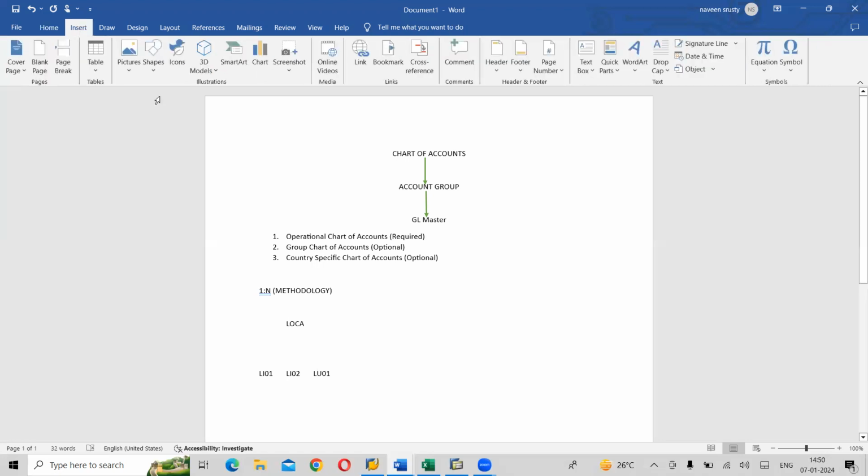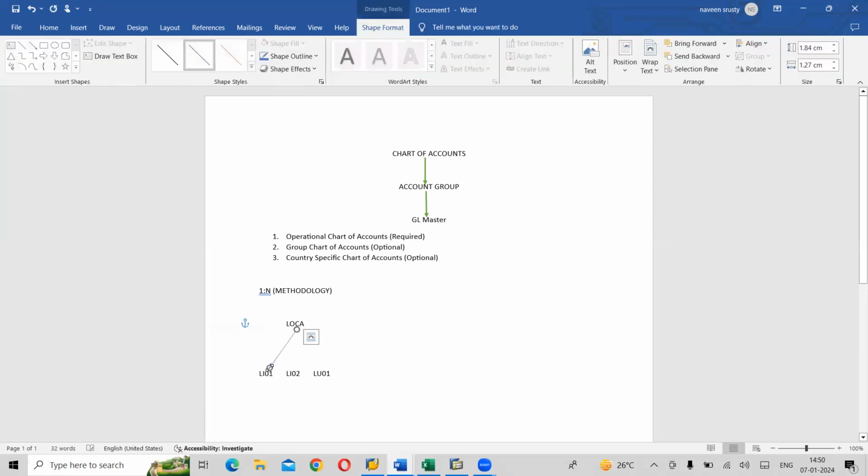Here, what is the criteria? It's very, very important. Again, I'm saying, if you don't understand, I'll explain any number of times. No issues in that. LOCA is my operational chart of accounts, linked to LI01, LI02, LU01. What is this method? 1:n. One chart of accounts to any number of company codes, multiple company codes.